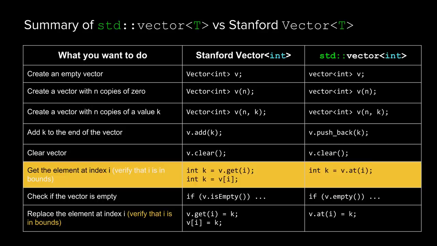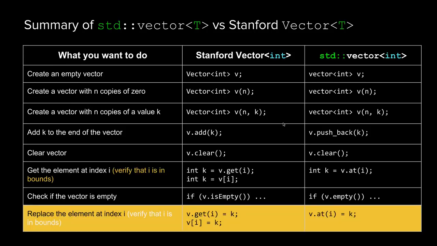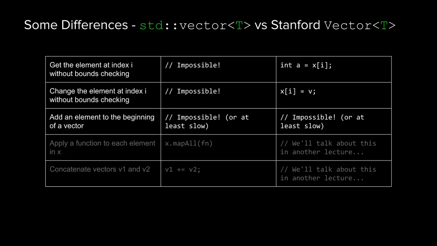To get an element, the Stanford vector bounds checks by default. Standard vector doesn't. If you call v.at, it will bounds check. And then it's the same thing with inserting. And then basically everything else is the same. So the biggest takeaway in an interview: don't call .add, call .push_back. It looks like C++ and it would be great.